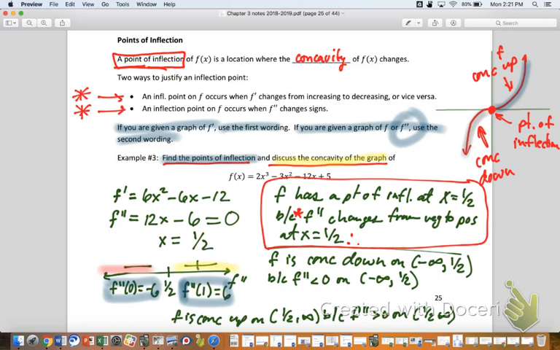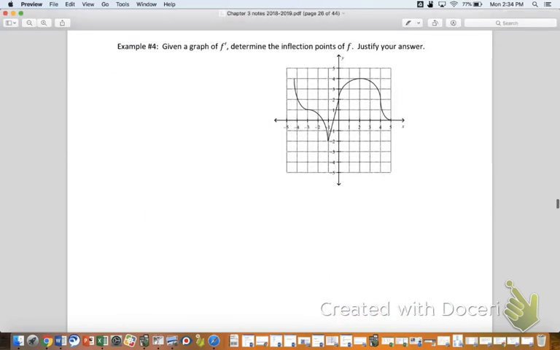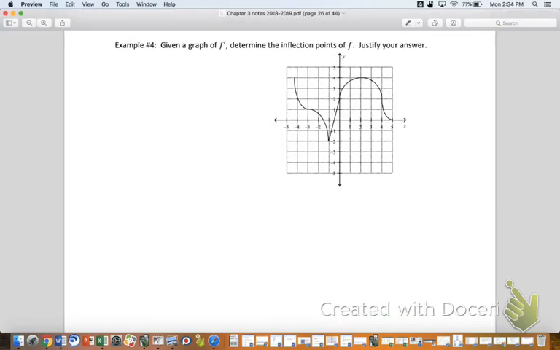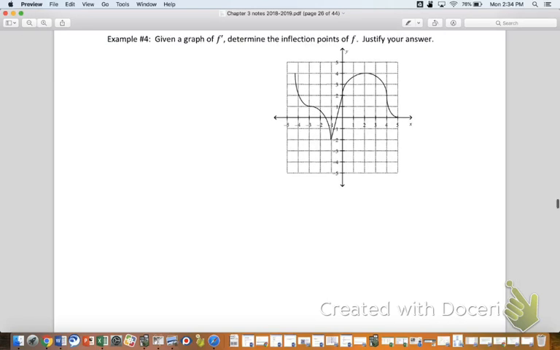All right, cool. Then let's take a look at the next one. I think it's a graph. Yes, it is. Hopefully this will be a good one for you. It says, given a graph of f prime, determine, and we'll just talk about the x-coordinates here, the inflection points of f, and we want to justify our answer. I'll give you a few minutes to talk this one over, get an answer or two down, and see how it goes for you, all right?